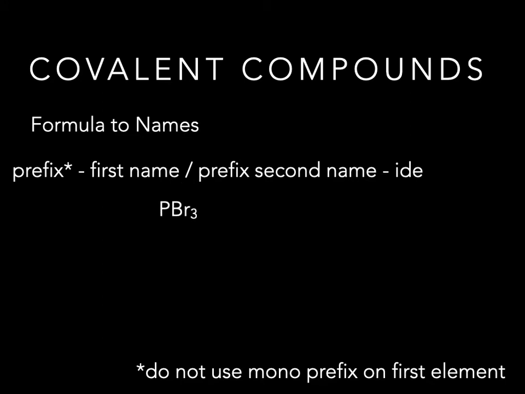So take, for instance, PBr3. We're going to name the first element. It is phosphorus. There's only 1, so we don't say monophosphorus, we just say phosphorus. Had there been 2 phosphoruses, then we would refer to that as diphosphorus. So you'd use any other prefix but mono. Then there are 3 bromines. We're going to change that to bromide, and we're going to get that prefix tribromide. And it's that simple. The subscripts become prefixes.